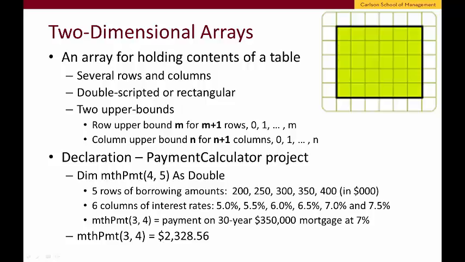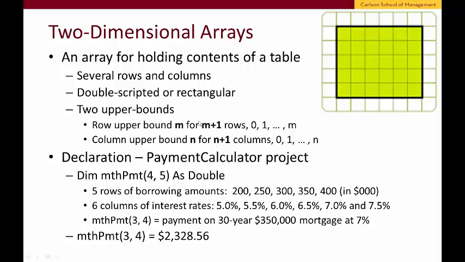A two-dimensional array is designed to hold contents of a table with entries of the same data type, where the numbers change across two or multiple dimensions. Instead of a single upper bound or size, there are two to be mindful of. M for a table with m plus 1 rows, as this shows over here, and n, the column upper bound, for n plus 1 columns.